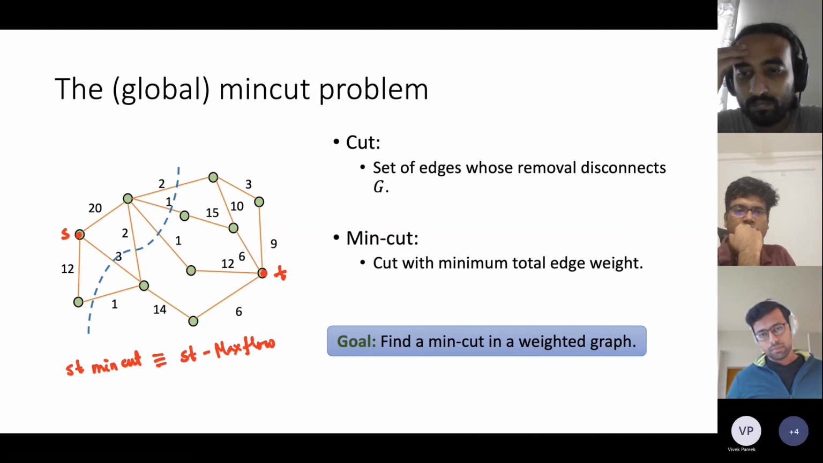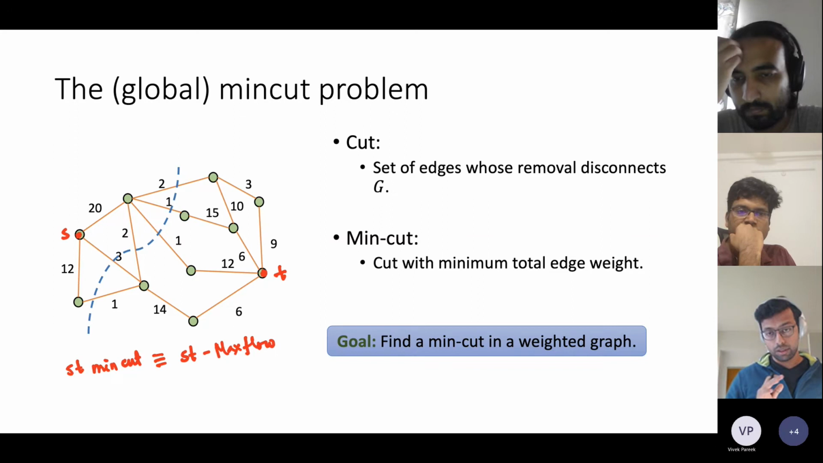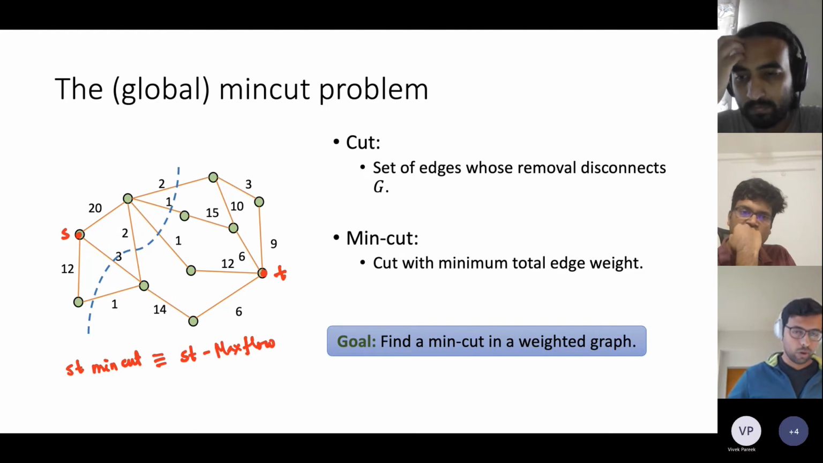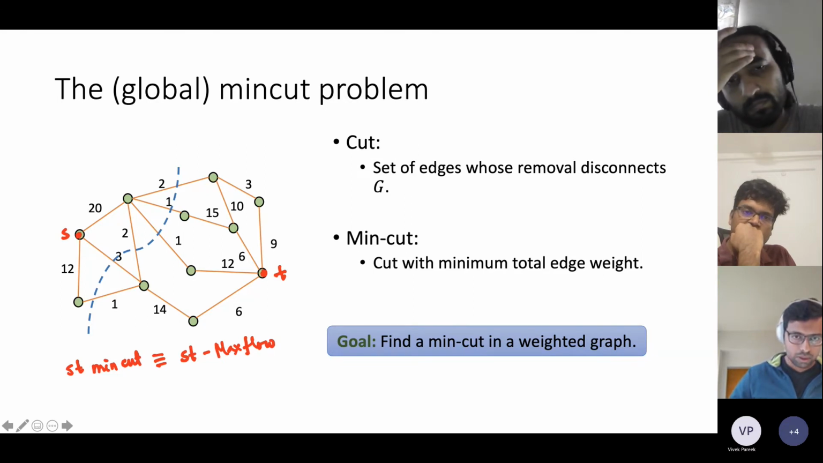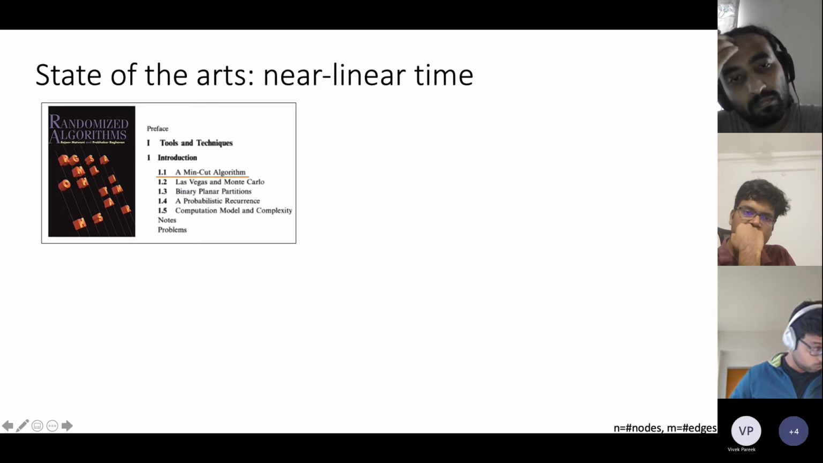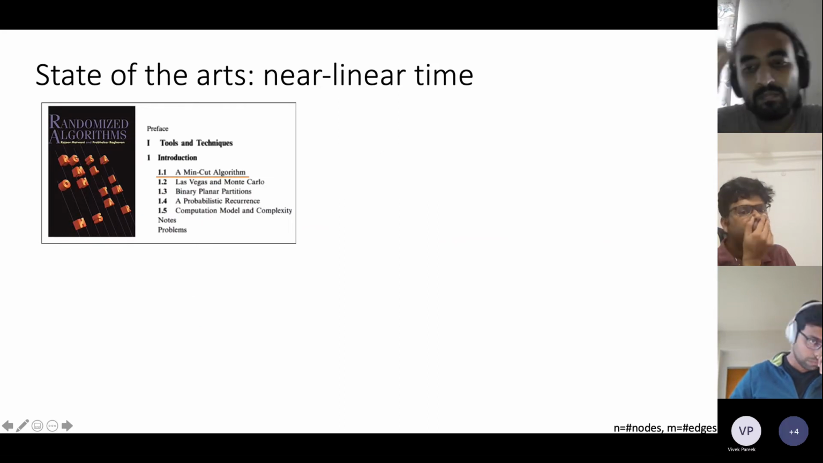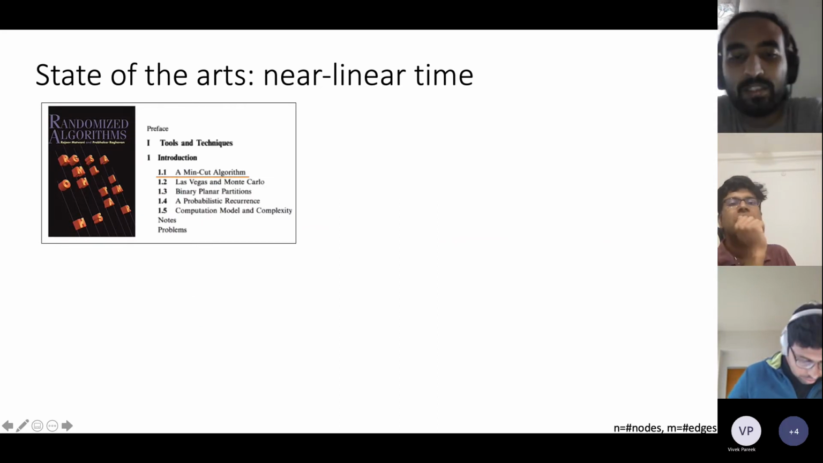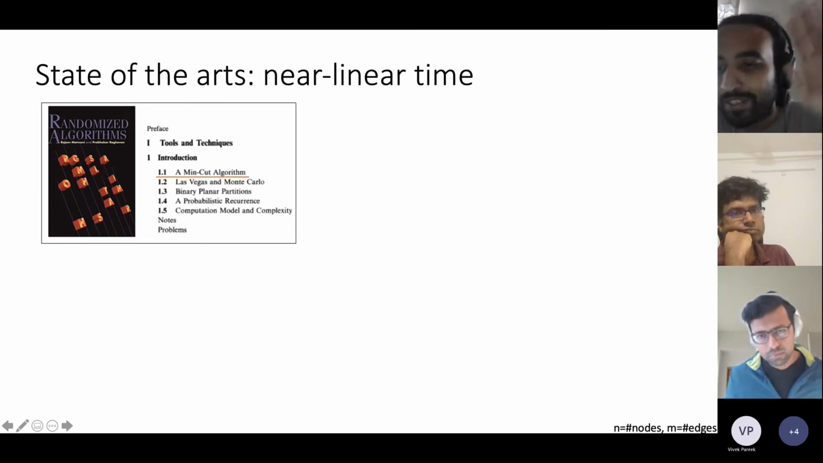I want to mention this to differentiate the topic of today: we are not looking at ST min cut, we are looking at global min cut. That means there are no special vertices S and T; you just have to give me a global min cut which has the minimum weight crossing it. All right, so now the problem is set up. Let's look at what is known about this problem.